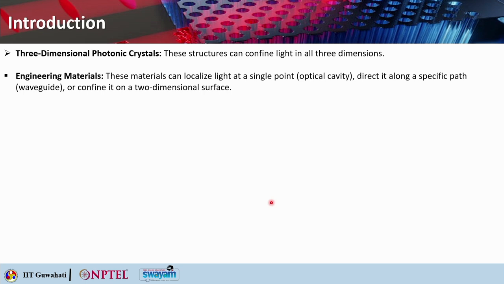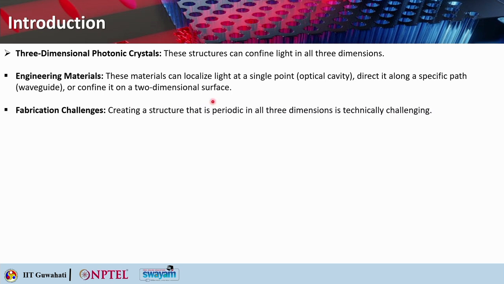As we saw in the previous lecture about the analysis of 3D photonic crystals, 3D photonic crystals are those which are able to confine light in all three dimensions. Now, these materials can localize light either at a single point, like an optical cavity, or direct light along a specific path that will work as a waveguide, or confine it into a two-dimensional surface. So, these three types of defects are called a point defect, a line defect, and a surface defect. All these possibilities are there in a 3D photonic crystal.